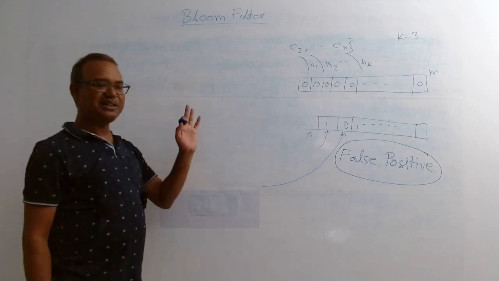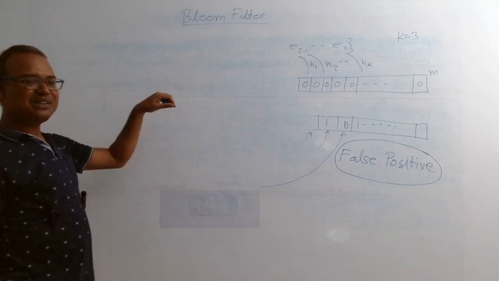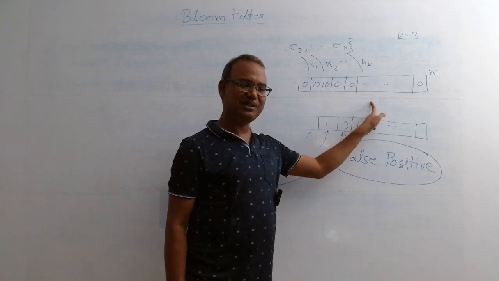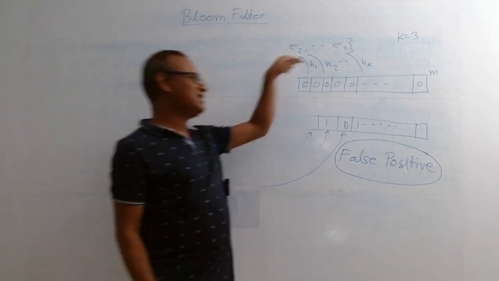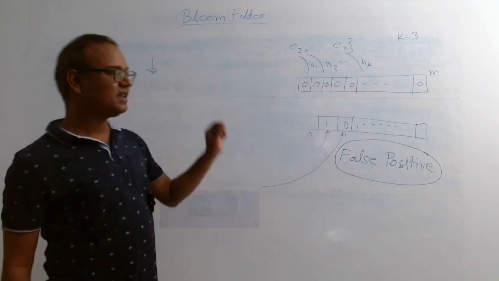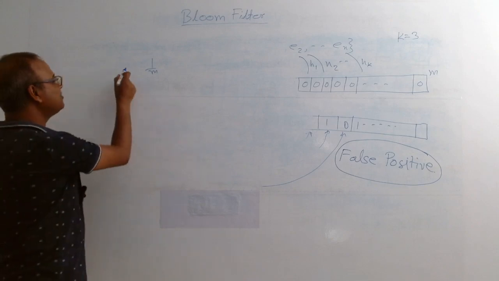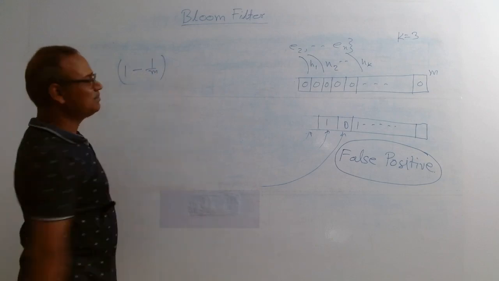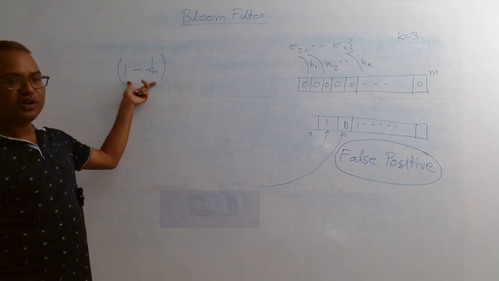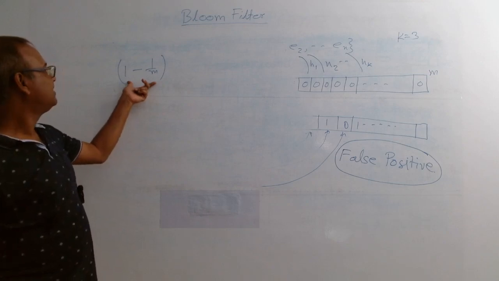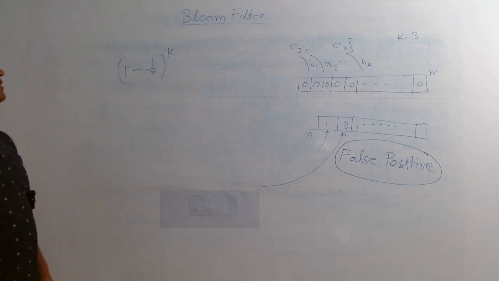Let's say we have one element, one hash function, and this table. What is the probability that one element is inserted into a given position? The probability that some position is 1 is 1 by m, since the element is inserted in some position. So what is the probability of 0 with one hash function and one element? It is 1 minus 1 by m. What is the probability of 0 when we have k hash functions? It will be (1 minus 1 by m) to the power k.